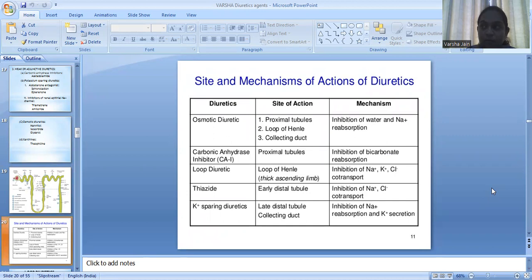Loop diuretics: site of action is loop of Henle, that is thick ascending limb, and mechanism of action is inhibition of sodium, potassium, calcium co-transport. Thiazides: site of action is early distal tubule, mechanism is inhibition of sodium, calcium co-transport. Then potassium sparing diuretics: late distal tubule and collecting duct, inhibition of sodium reabsorption and potassium secretion.